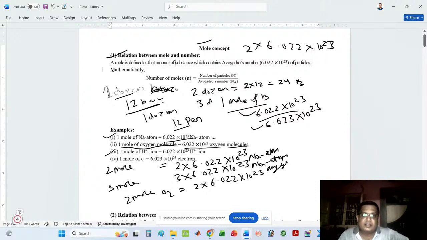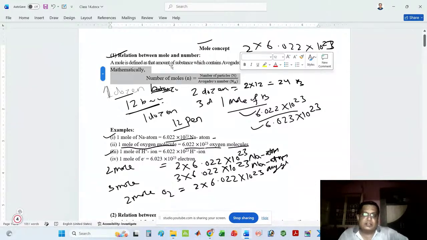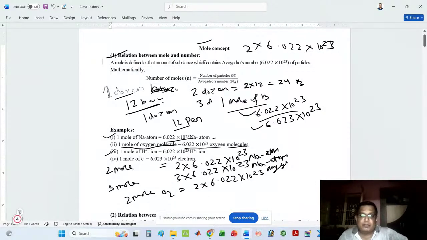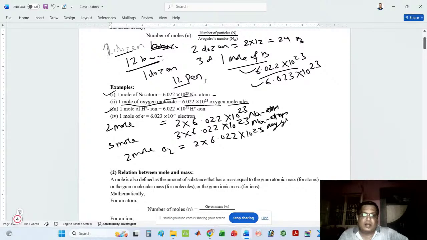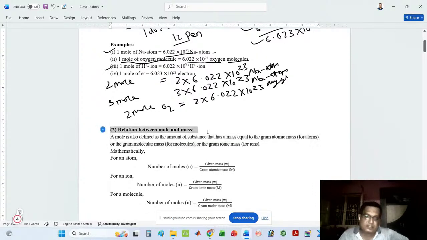Mathematically, I have written like this: number of mole n is equal to number of particles, that is taken as capital N, divided by Avogadro's number Na. This is the relationship between mole and number. Now I will move to the relationship between mole and mass.